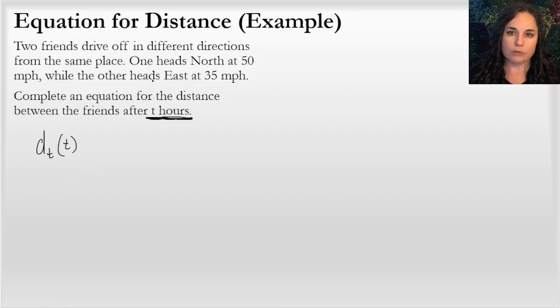I'm going to read the rest of the problem here and get a picture going. I think a picture is good on this one. One friend heads north at 50 miles per hour while the other heads east at 35 miles per hour. Find the distance between the friends after t hours. So let's take this direction into account. I have one friend heading north, and that friend goes a distance in the northward direction. I have the other friend heading east, and they're not going as fast, so they won't go as far. So that will be the distance in the eastward direction.